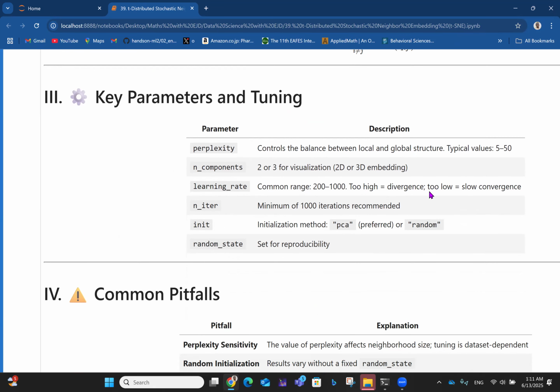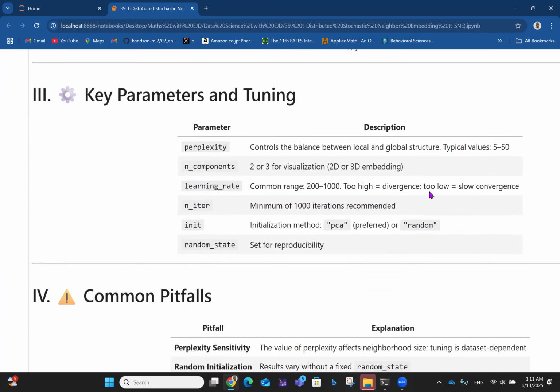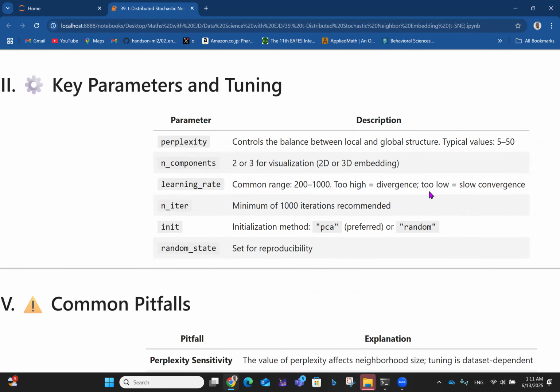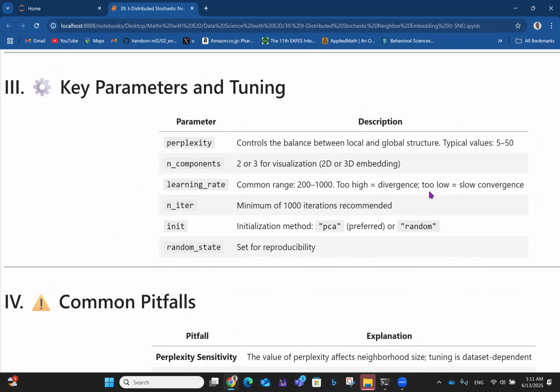Then you have the key parameters and tuning. So you have a parameter called perplexity, which controls the balance between local and global structure, and typical values are from 5 to 50. Then n_components, that's 2 or 3 for visualization, whether you want a 2 dimension or 3 dimension embedding. Then the learning rate, the common range for the learning rate is 200 to 1000. Too high leads to divergence and too low leads to slow convergence. Then n_iter, a minimum of 1000 iterations is recommended.